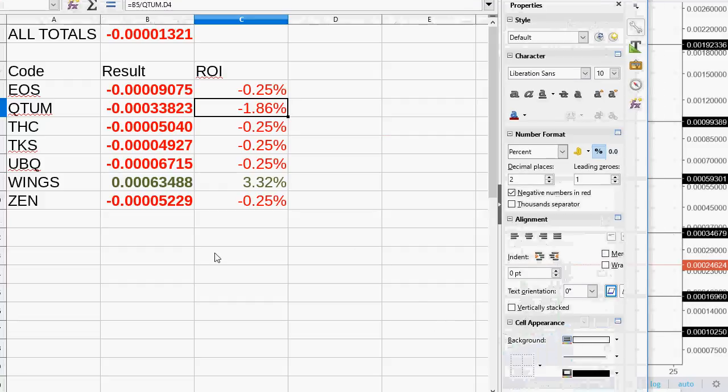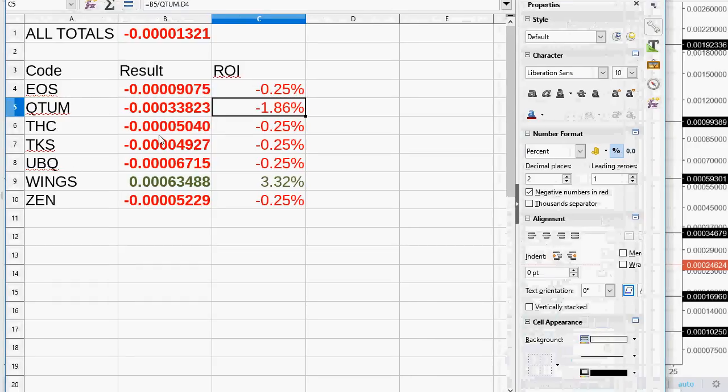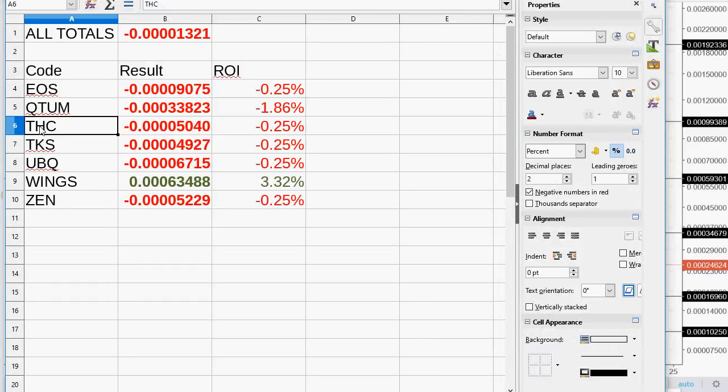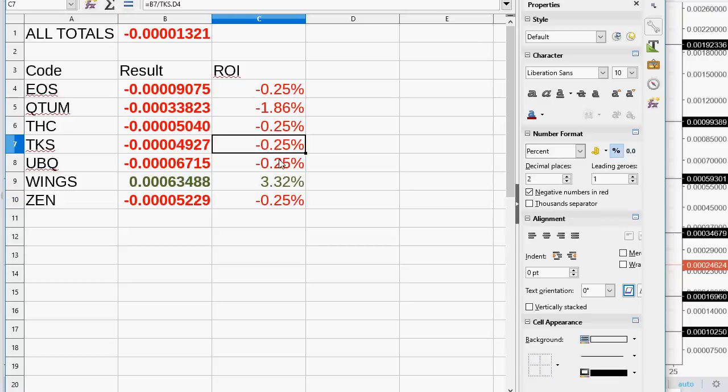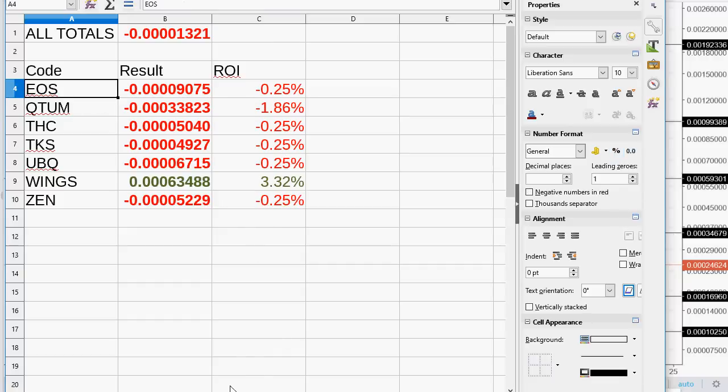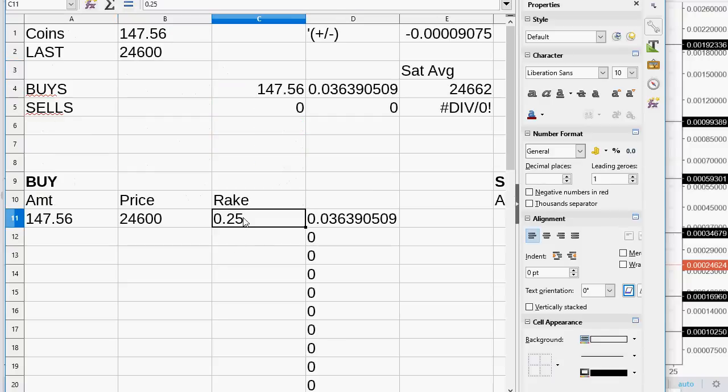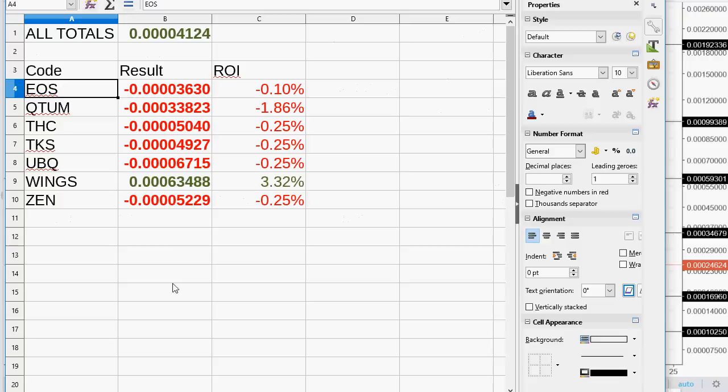Now as far as the spreadsheet is concerned, this is what I'm going to be using. So I'm going to be adding codes THC, TKS, UBQ, and ZEN. Now when you look at these losses, these are simply what the buy cost would be for rake. However, EOS, I'm trading on a site with lower rake, which is HIT BTC. Their rake is 10% of 1%. So that will reduce it just a little bit, as we can see in here.